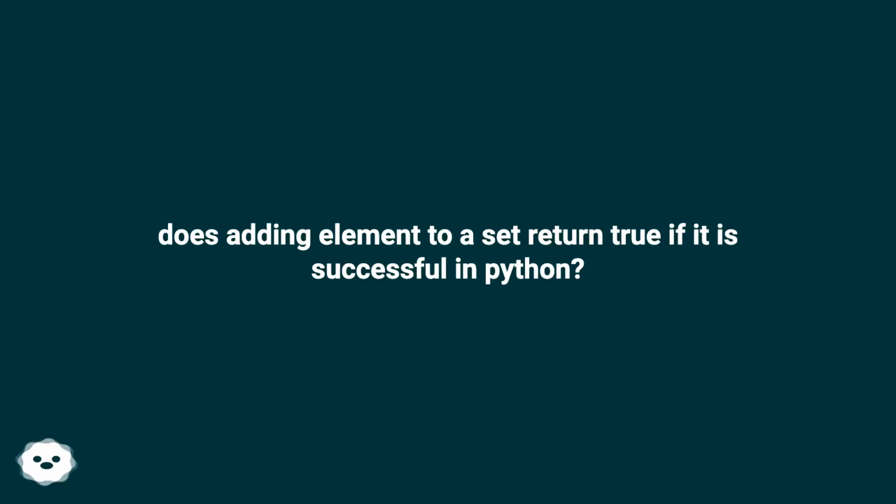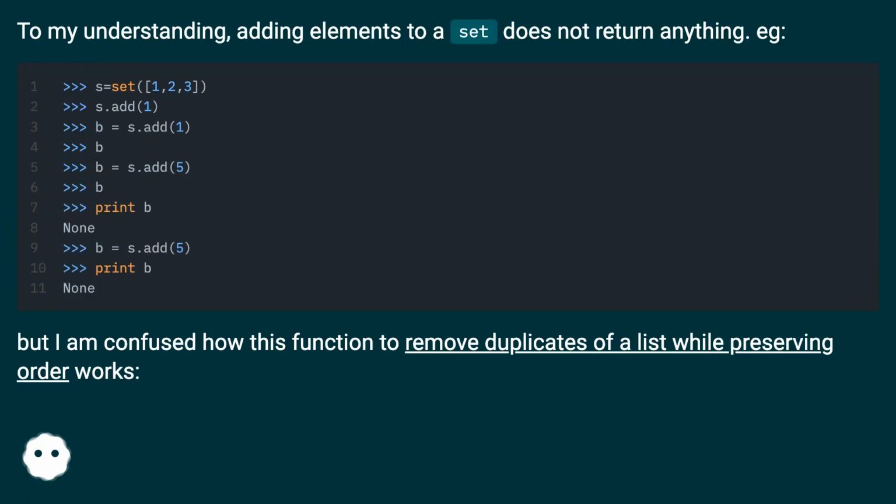Does adding an element to a set return true if it is successful in Python? To my understanding, adding elements to a set does not return anything. But I am confused how this function to remove duplicates from a list while preserving order works.